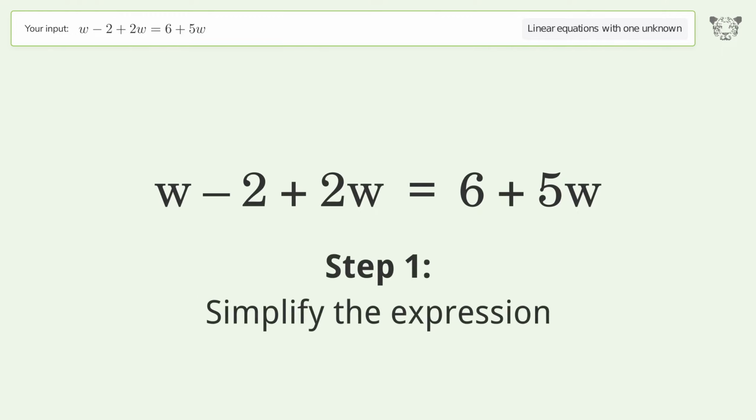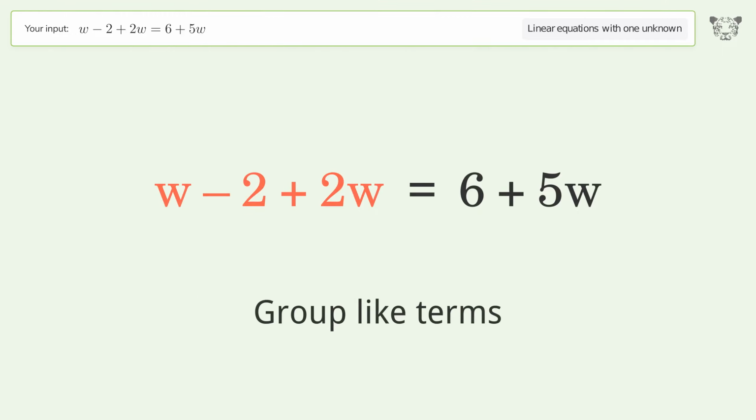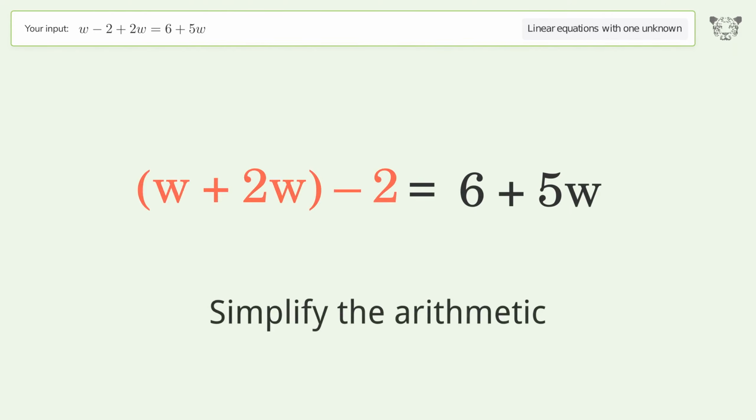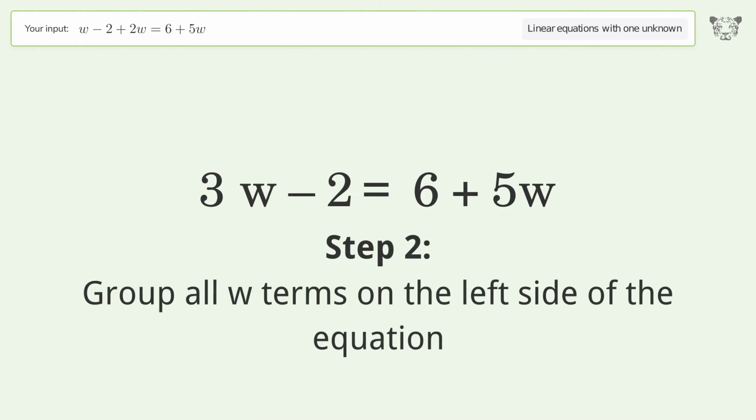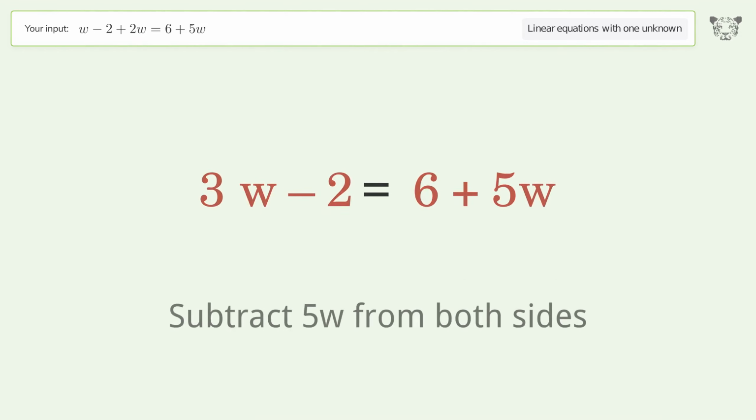Simplify the expression. Group like terms. Simplify the arithmetic. Group all w terms on the left side of the equation. Subtract 5w from both sides.